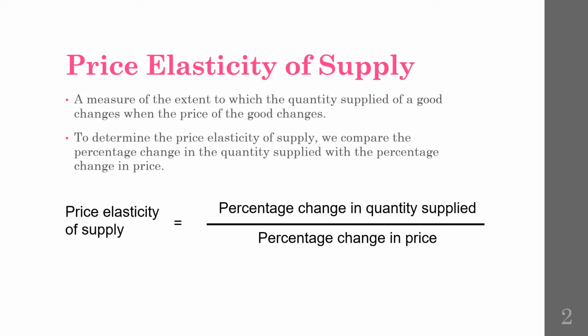Now, let us move to the second part of this chapter, price elasticity of supply. It is a measurement to quantify the sensitivity of quantity supplied of a product in response to a price change of the product. Price elasticity of supply is equal to percentage change in quantity supplied divided by percentage change in price.